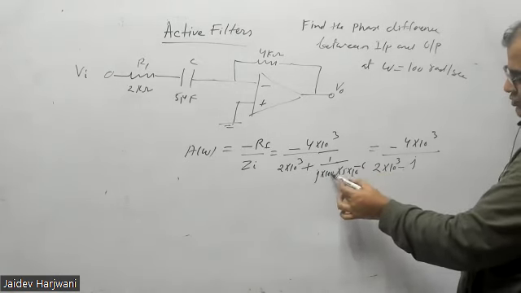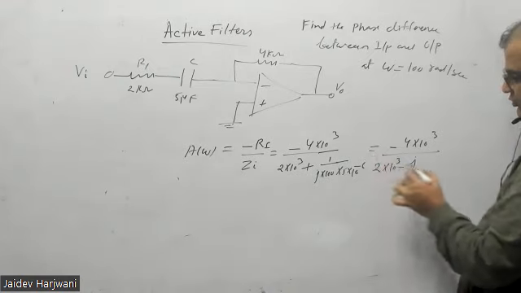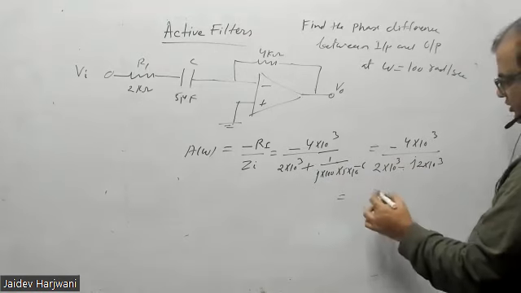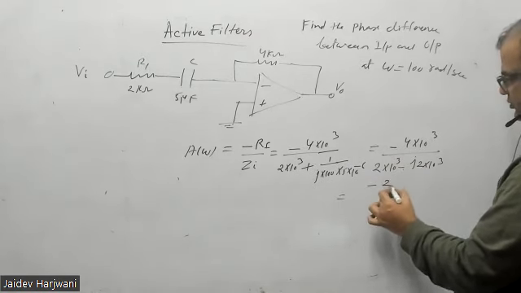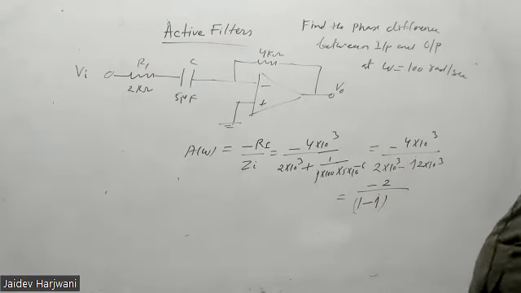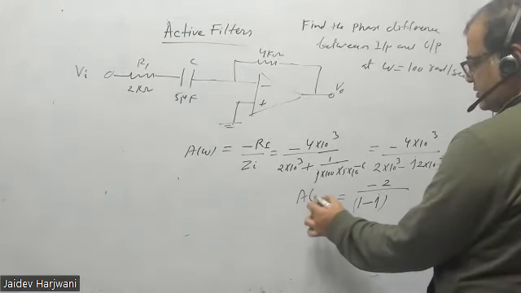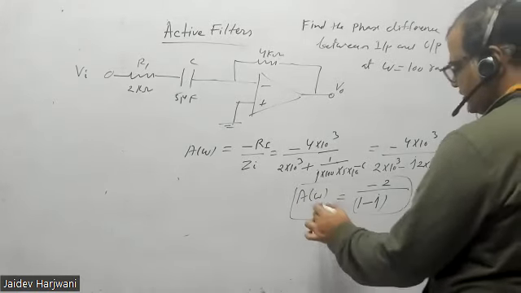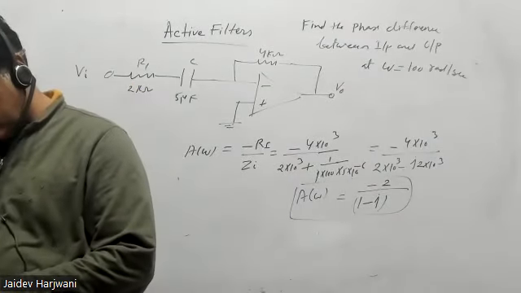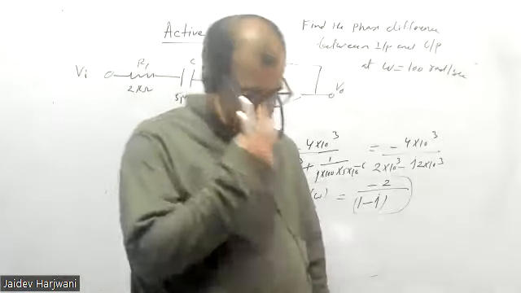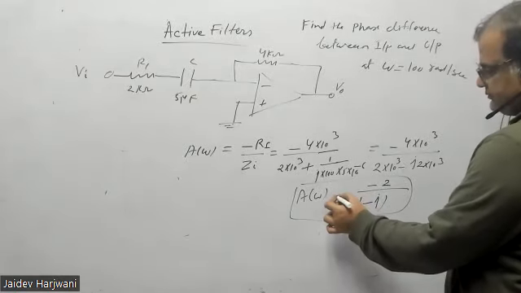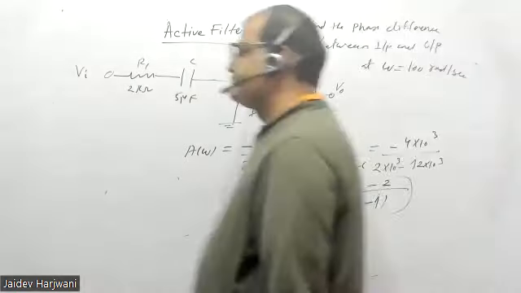Okay, this is 2, 4. The 4 will go up, 2 into 10 raised to power 3 again. So you can take 2 common, and you get only 2 upon 1 minus j. Okay, this is my gain. Check it, is it coming or not? Correct, coming. You also please check.